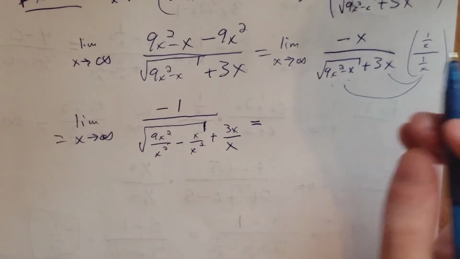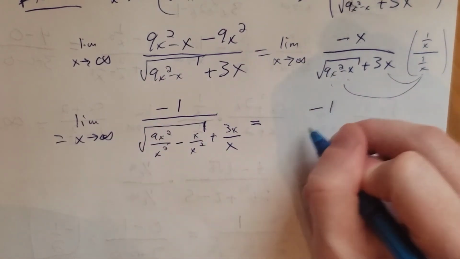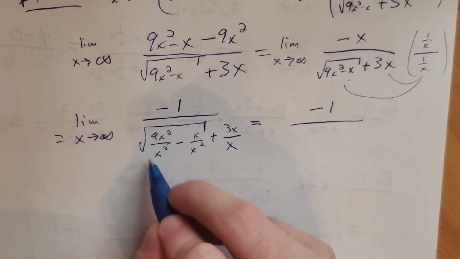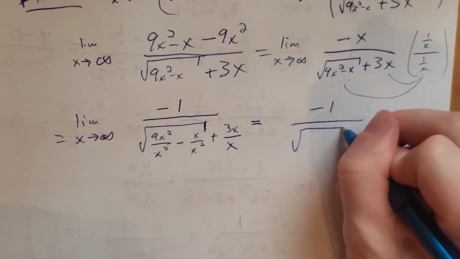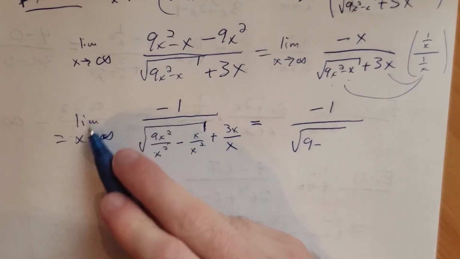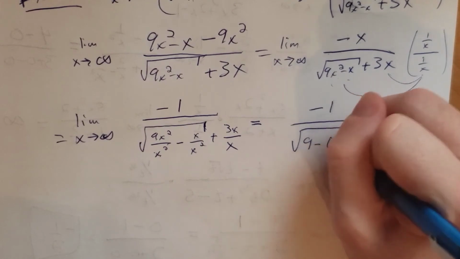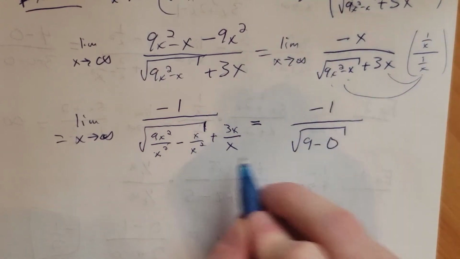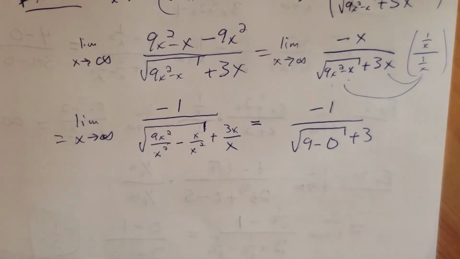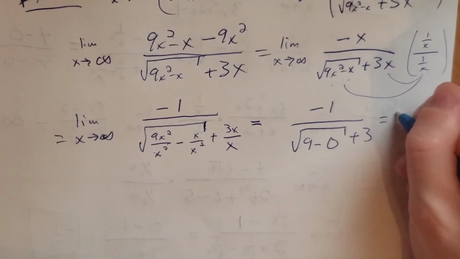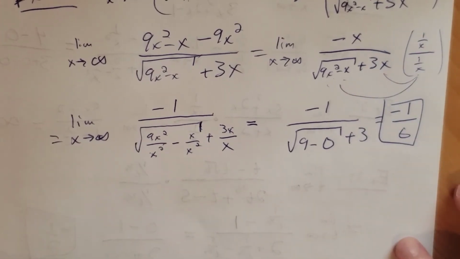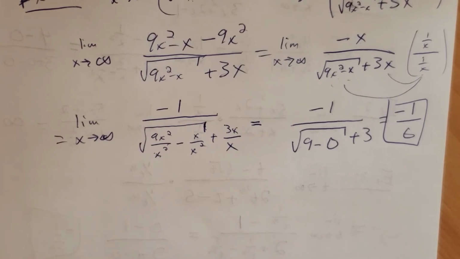And so we get, let's see, this is negative 1 all over. This is the square root of 9x squared over x squared. That's just the square root of 9 there. So we get square root of 9 minus, this is 1 over x. Take the limit as x goes to infinity of 1 over x. That goes to 0. Plus 3x over x, this is just plus 3. So we get negative 1 over 6. And that is it for that problem.